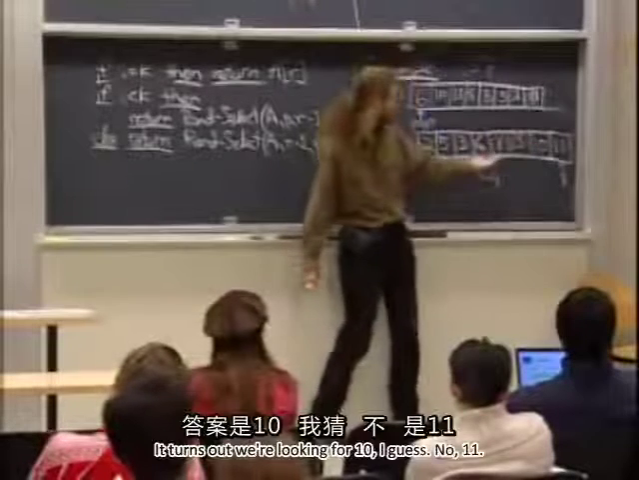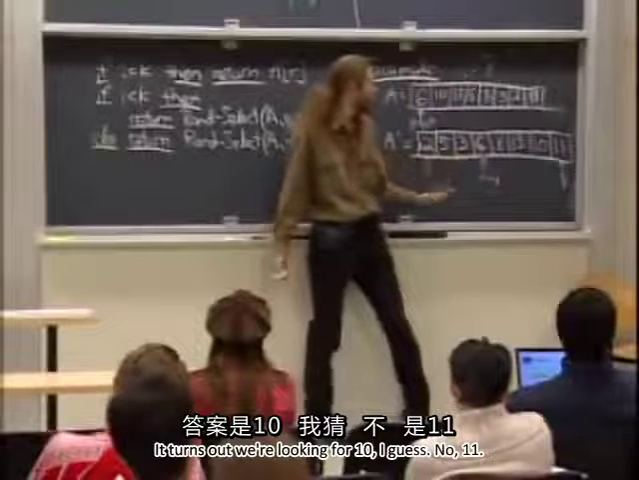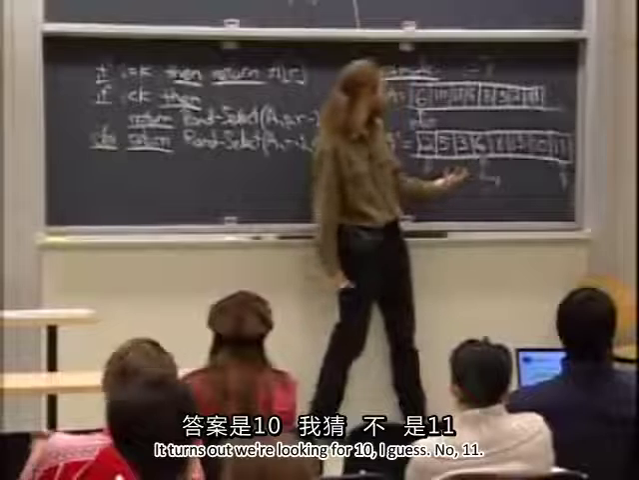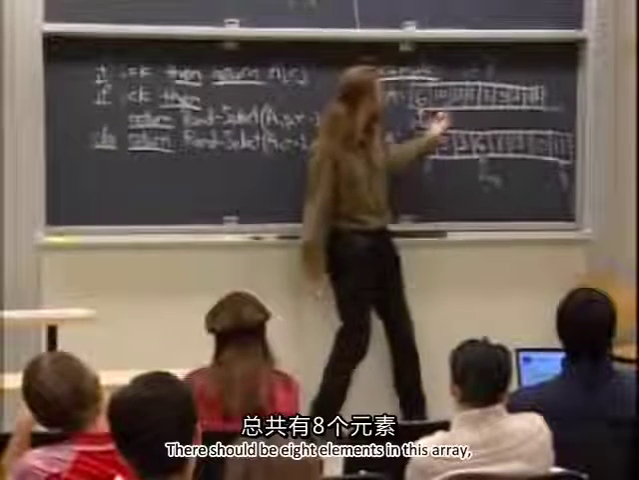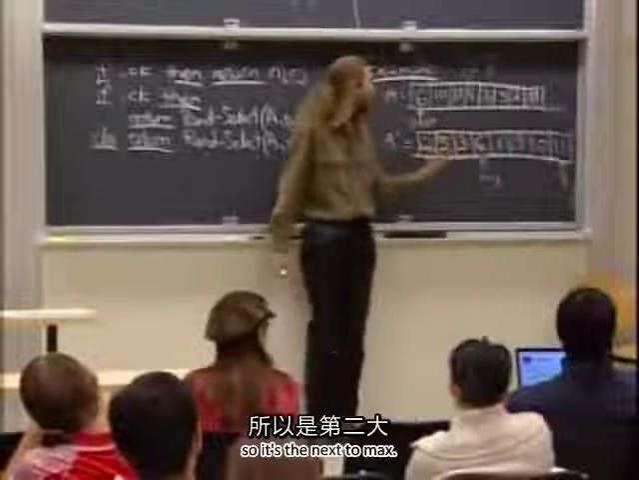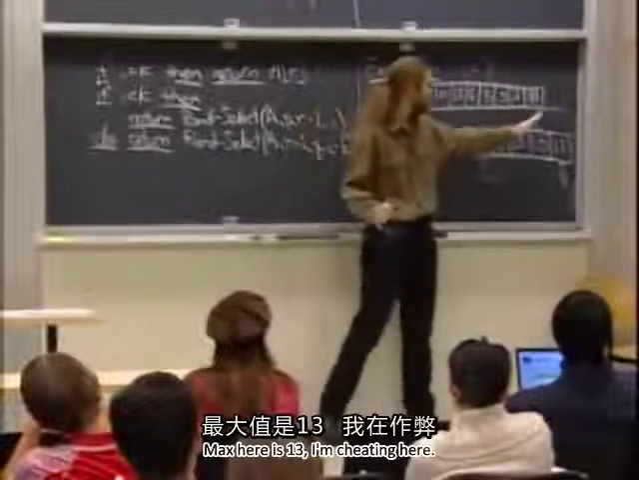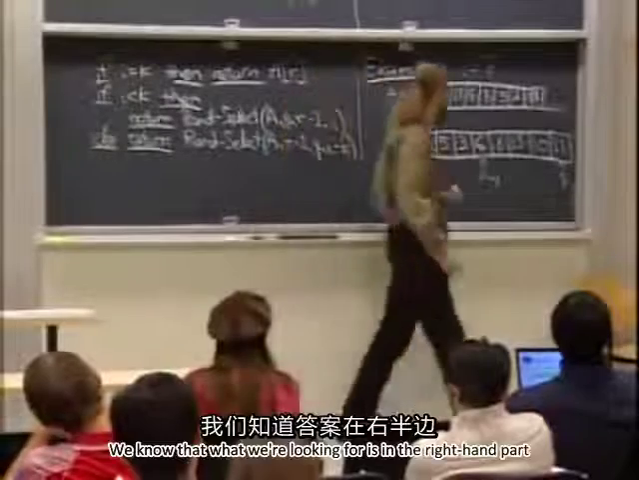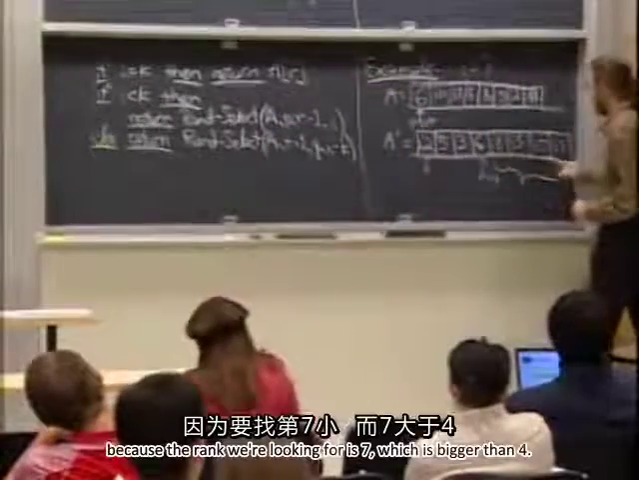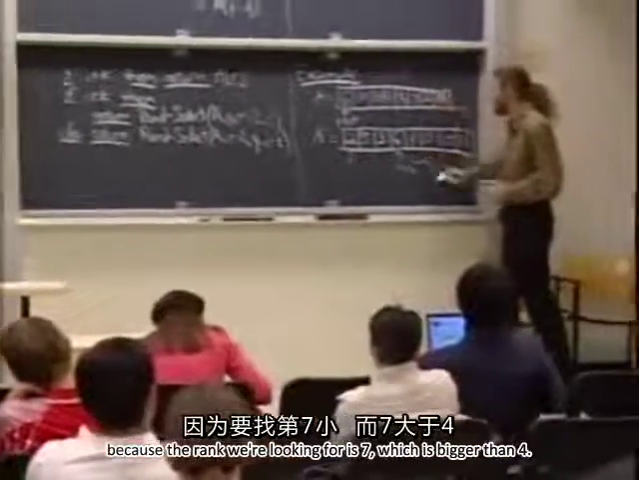It turns out we're looking for 10, I guess. But, no, 11, right? 7 would be, there should be 8 elements in this array, so it's the next to max. Max here is 13, so I'm cheating here. The answer we're looking for is 11. Okay, so we know that what we're looking for is in the right-hand part, because the rank we're looking for is 7, which is bigger than 4.